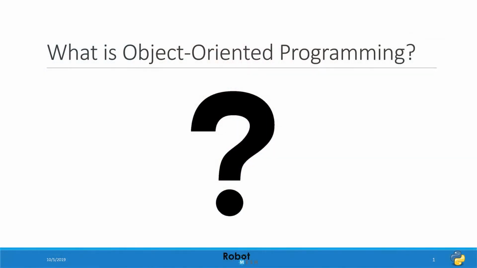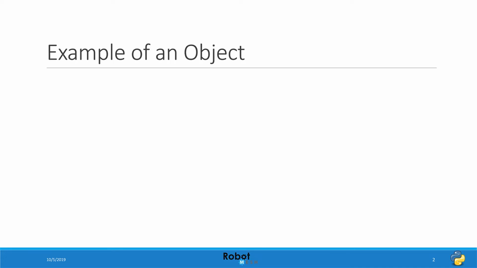So just what is object-oriented programming? Object-oriented programming, commonly referred to as OOP, is a programming paradigm or a specific way of designing a program. It allows us to think of the data in our program in terms of real-world objects with both properties and behaviors. Now, these objects can be passed around throughout our program.